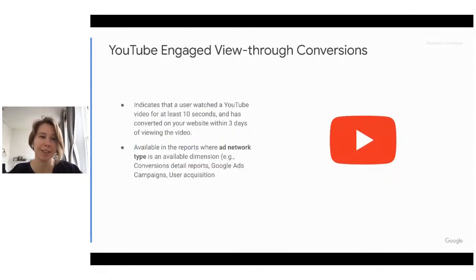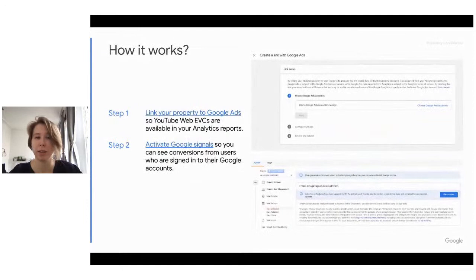Yeah, let's move to the next slide with how it works. Basically, 2 steps need to be done for you to be able to leverage this feature. You need to link your property to your Google Ads account so that your YouTube web Engage View conversions are available in your reports. And then as the second step, you need to activate Google Signals.